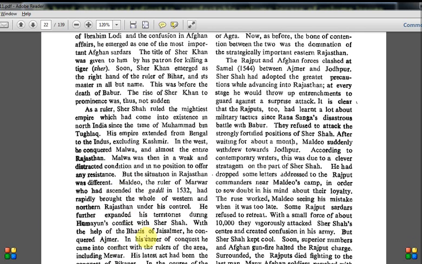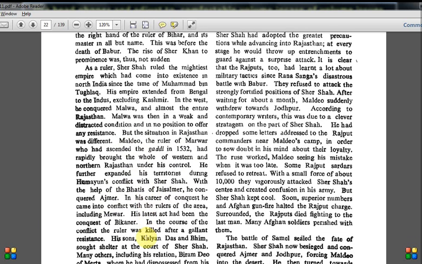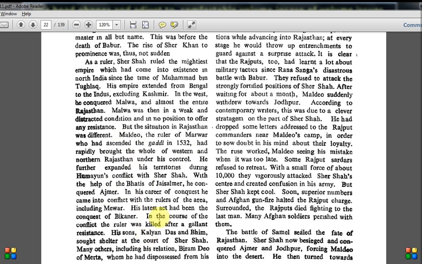In his career of conquest, he came into conflict with the rulers of the area, including Mewar. His latest act had been the conquest of Bikaner. In the course of the conflict, the ruler was killed after a gallant resistance. His sons Kalyan Das and Bhim sought shelter at the court of Sher Shah. So he was acquiring place after place, Ajmer, Mewar, Bikaner. In Bikaner, the sons of the king who was killed in that battle against Maldeo went and took refuge under Sher Shah.